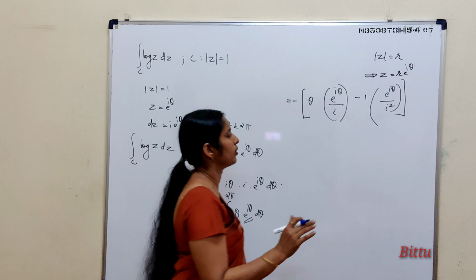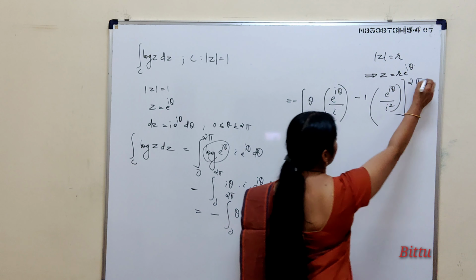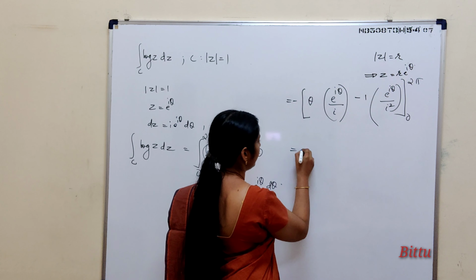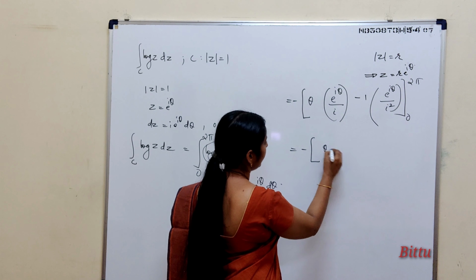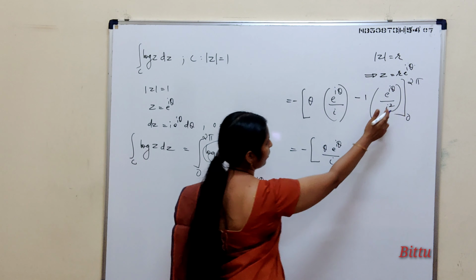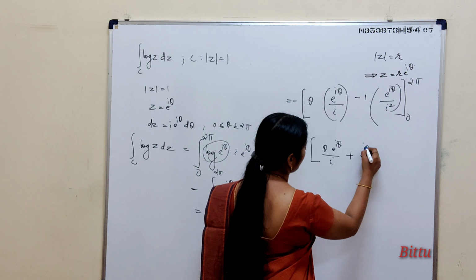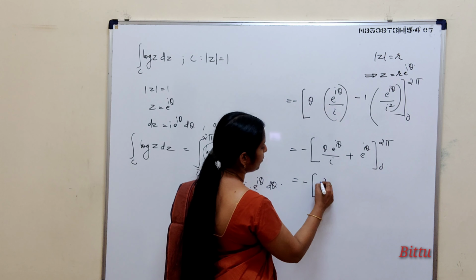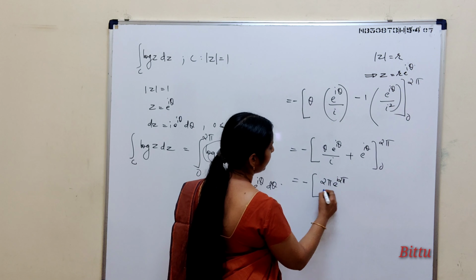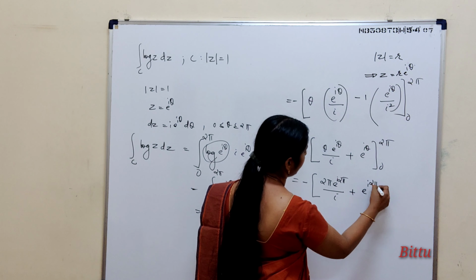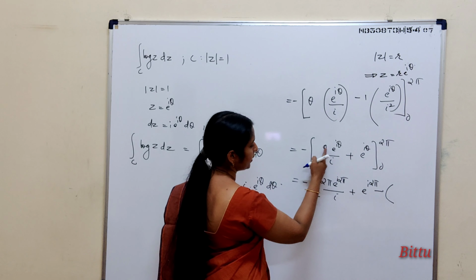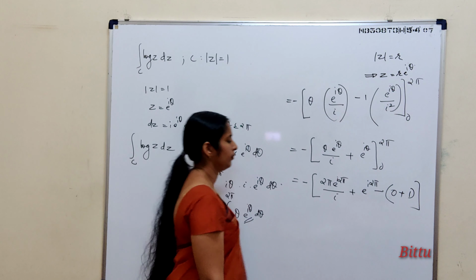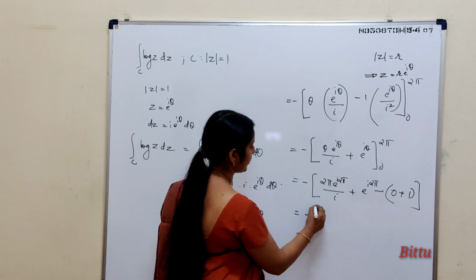See, now the integration is over. Next, for applying the lower and upper limits, you simplify these signs. That is minus theta into e raised to i theta by i squared is minus, plus e raised to i theta, from 0 to 2 pi. That is minus 2 pi e raised to i 2 pi by i, plus e raised to i 2 pi, minus, when theta is 0, 0 into this quantity it will be 0, plus e raised to 0, it is 1.